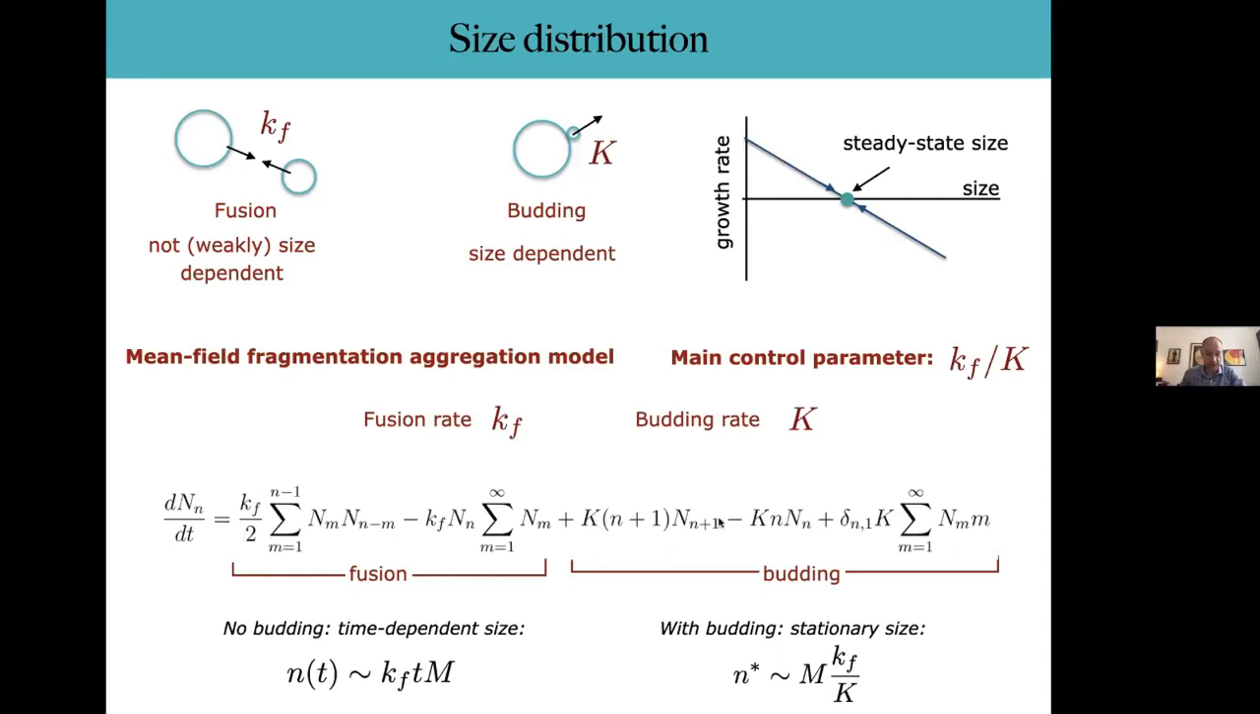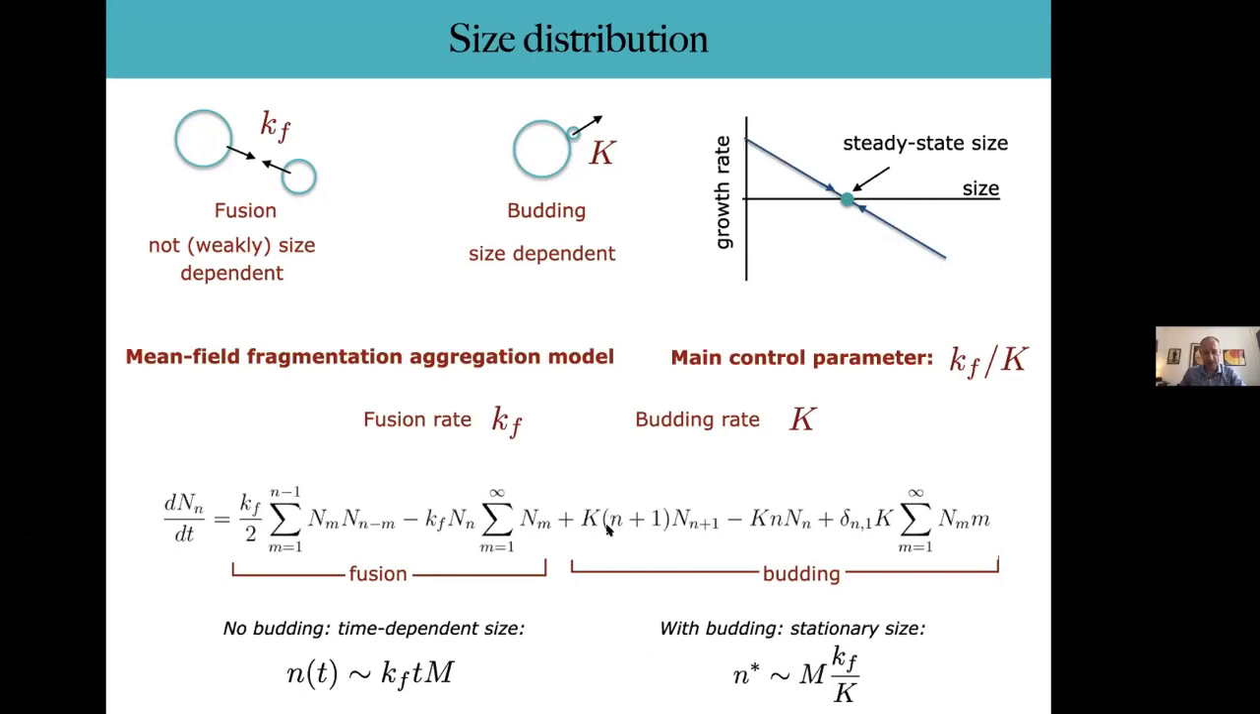So here in this case, I have a budding phenomenon, and I assume that I bud compartments which have a size 1, being the size of my vesicle. So in this case, I will increase the number of compartments of size n if I have a compartment of size n plus 1, and this one undergoes budding. So this will then become a compartment of size n.